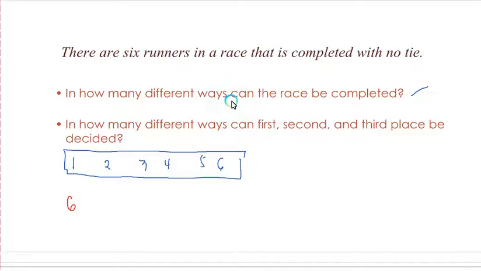Pwede mag-una abot sa aton nga destination. Next, kung nakaabot ang isa, may ara kita dayon 5 ka possibility for the next one. We have 4 ka possibility for the next one. We have 3 ka possibility, and we have 2 ka possibility, and one possibility.